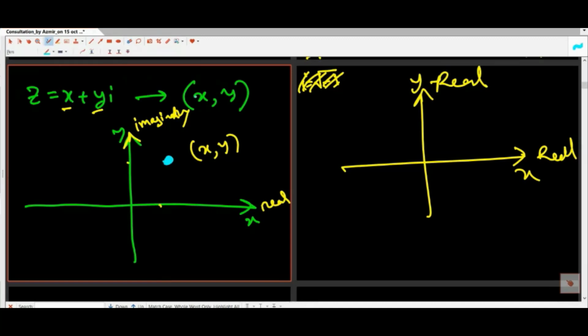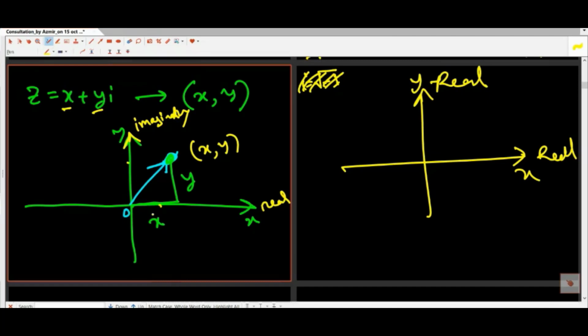So complex number can be a point, and we can think about complex number as a vector. So we can also direct it from the origin O to the point. So this is how we can think about complex number. So this distance is x and this is y.